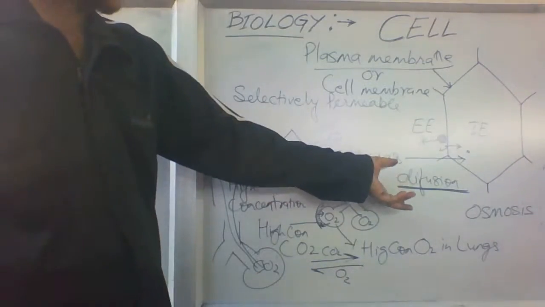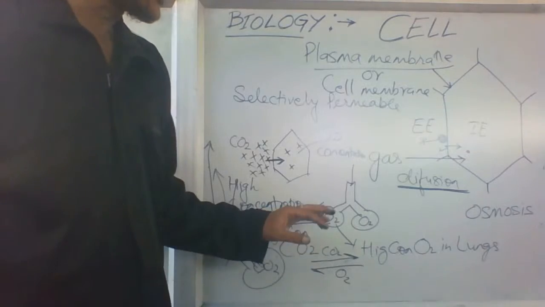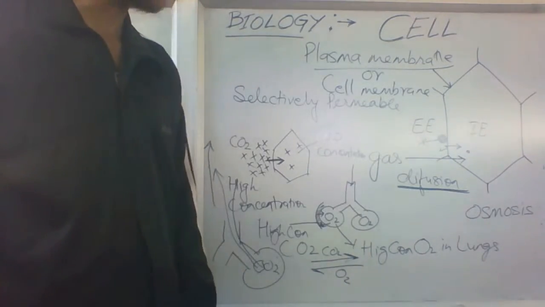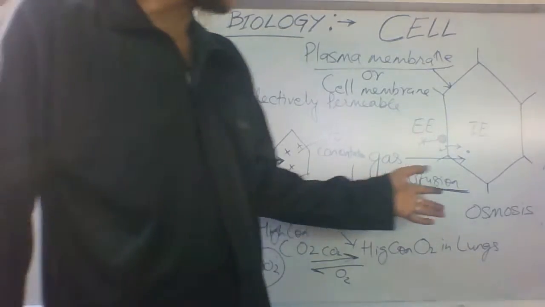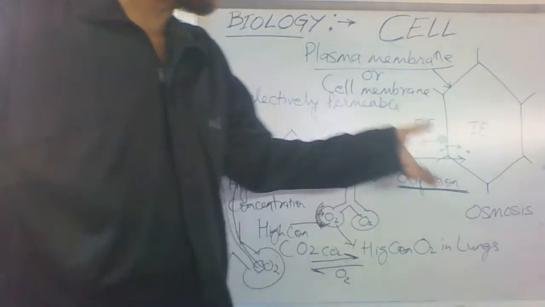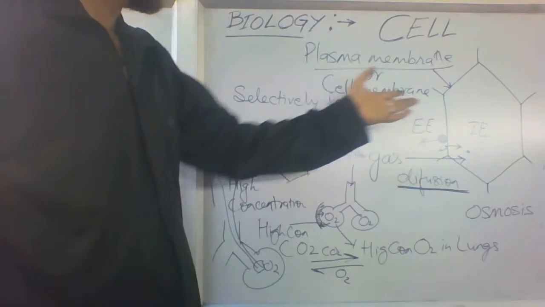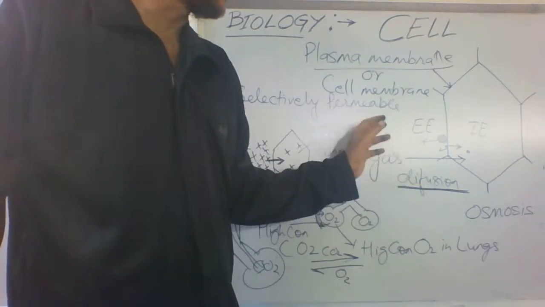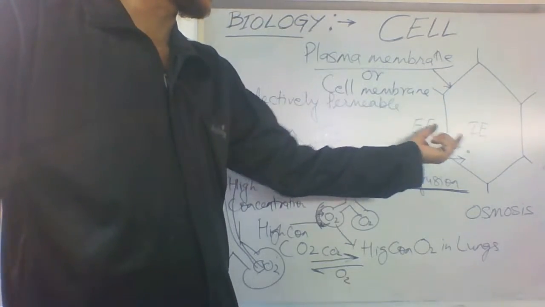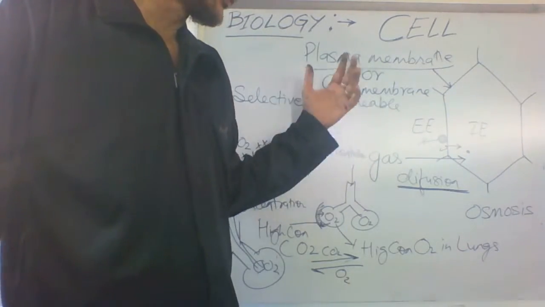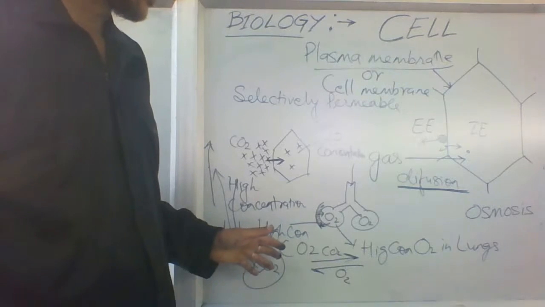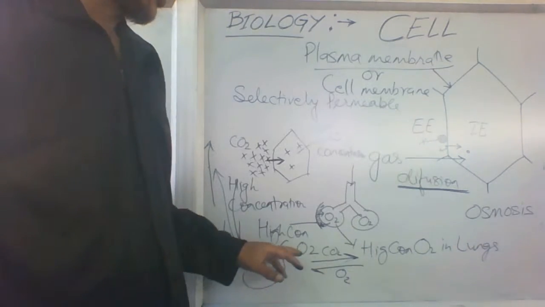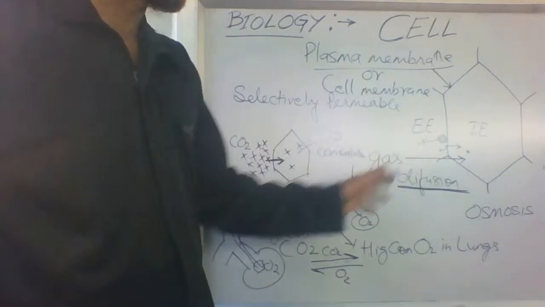So you have come to know about the diffusion process through which we exchange carbon dioxide and oxygen with the atmosphere. Now, osmosis: the same plasma membrane or cell membrane, which is selectively permeable, helps the liquid particles to go inside and come outside. The same thing happens over here too.